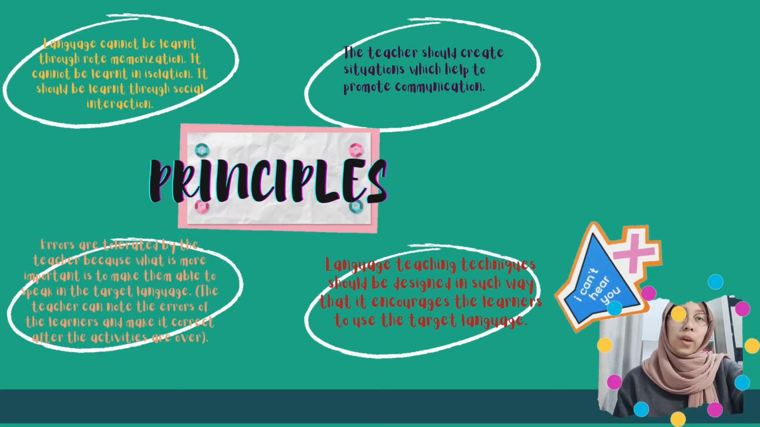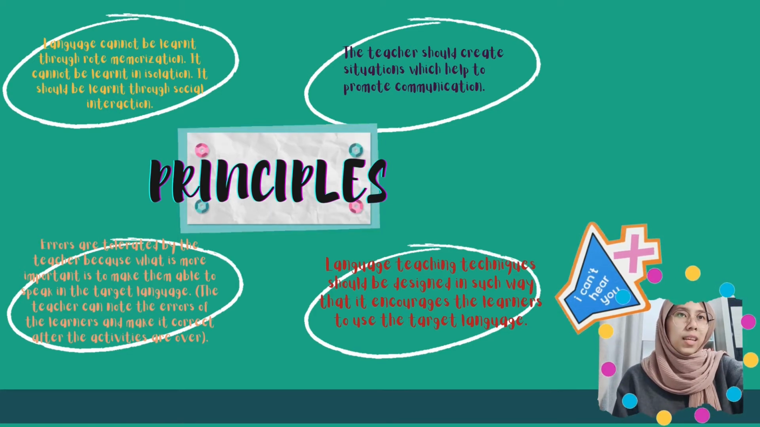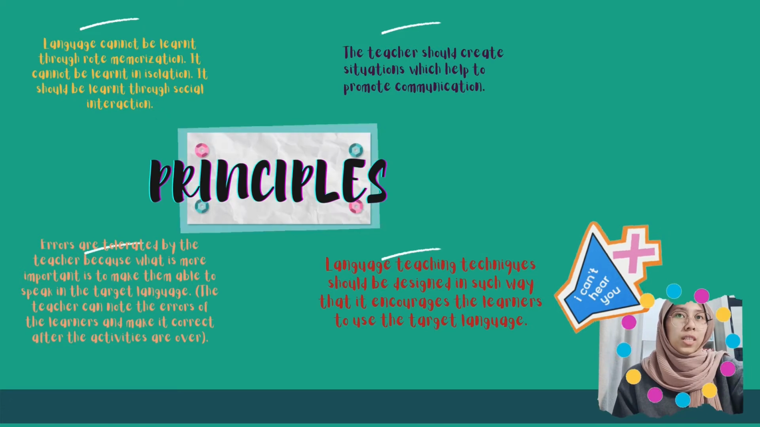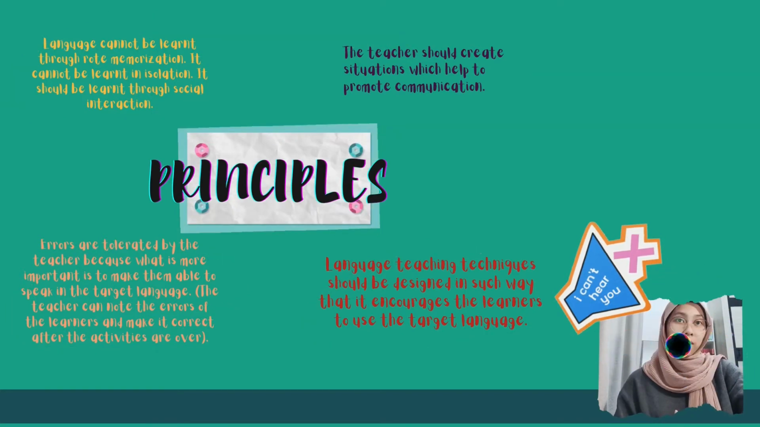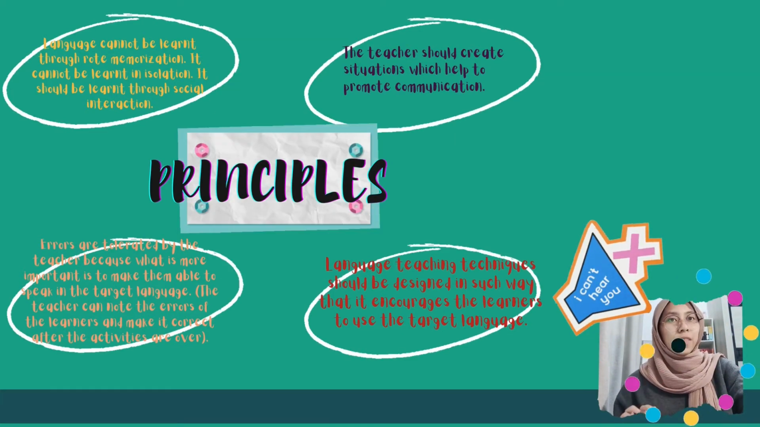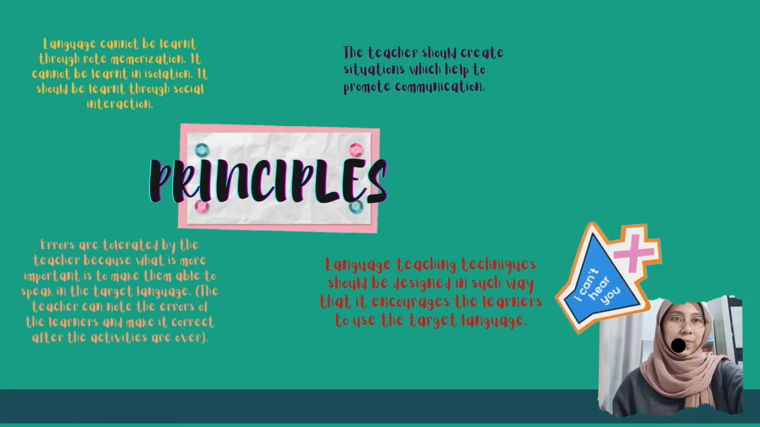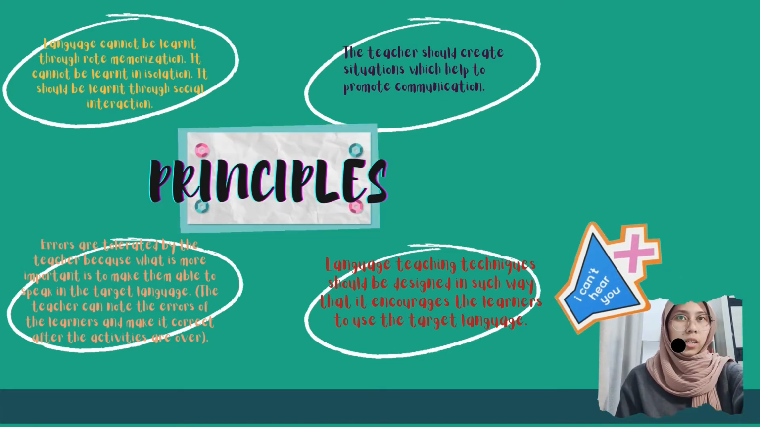Next, while using this approach, the major focus is to make the learner able to communicate in the target language. So errors are tolerated by the teacher because what is more important is to make them able to speak in the target language. And it is important for the teachers to not correct them during the activities in which they are using the target language. However, the teacher can note the errors of the learner and correct them after the activities are over.